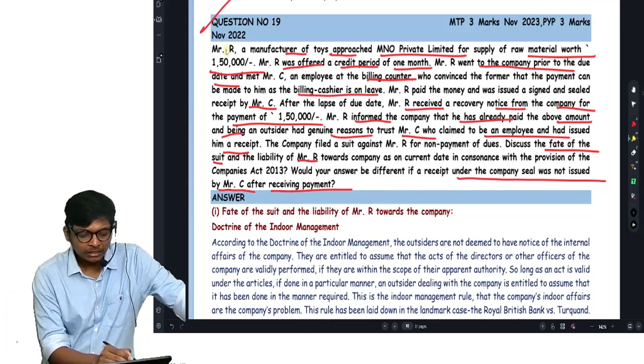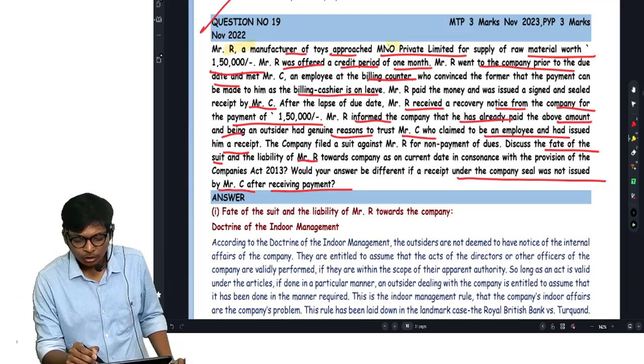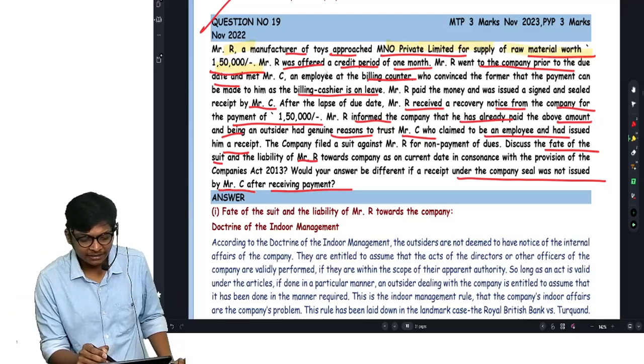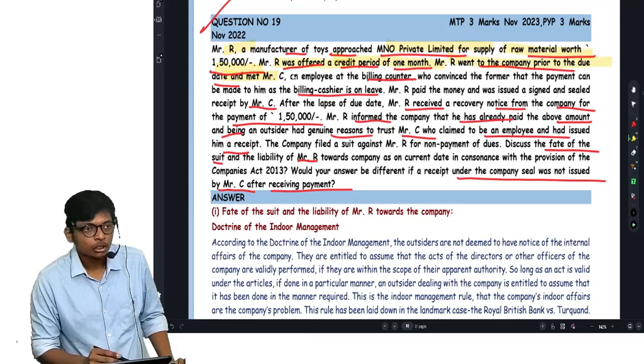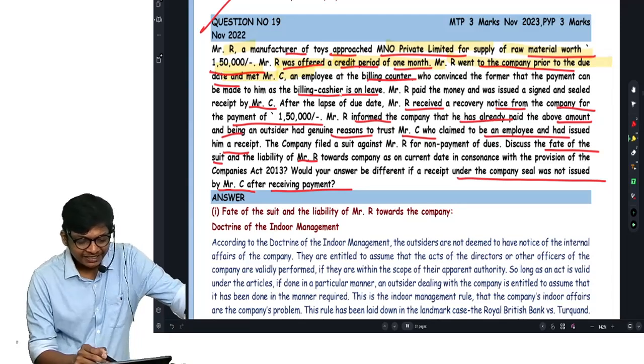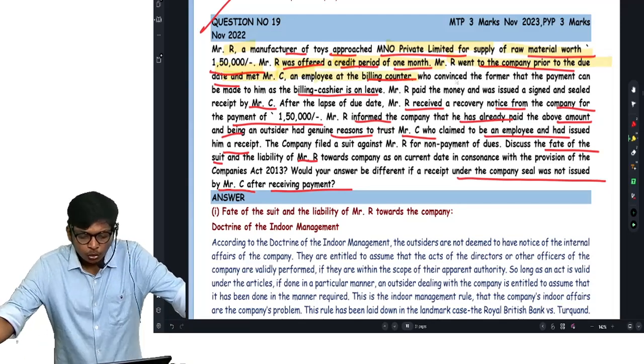Question says R is a vendor. R is a third party. Third party entered into contract with company for supply of raw materials. R was offered credit period of 1 month. R went to the company prior to the due date and met C, an employee at the billing counter, who convinced the former.